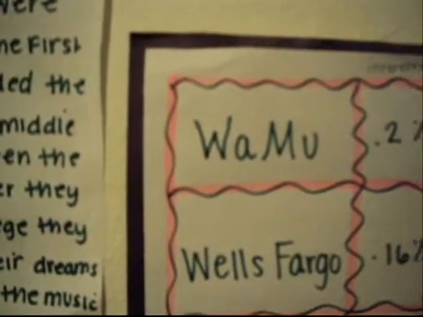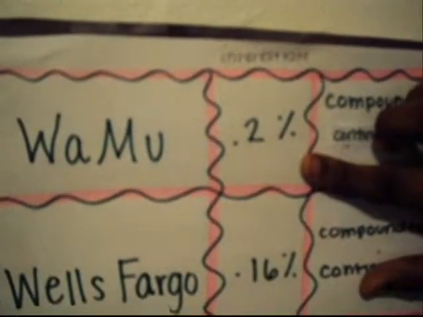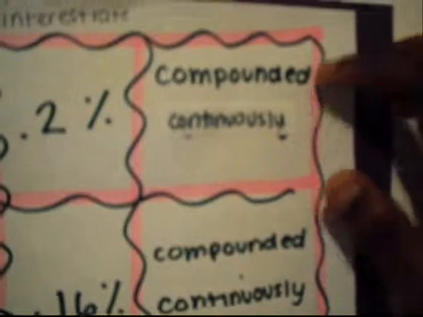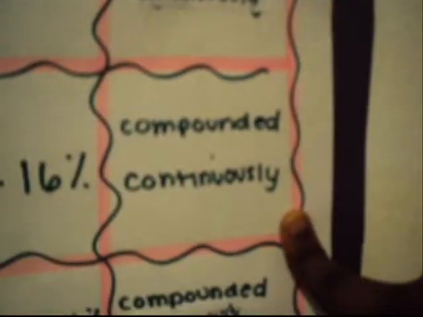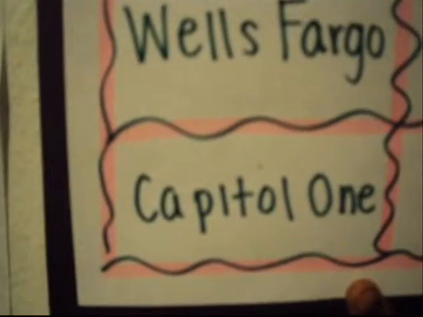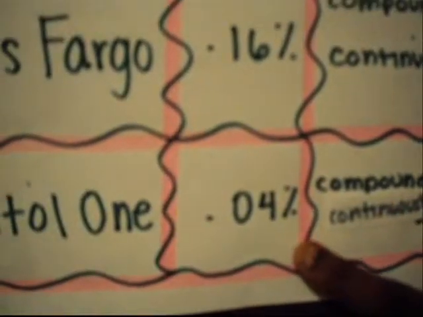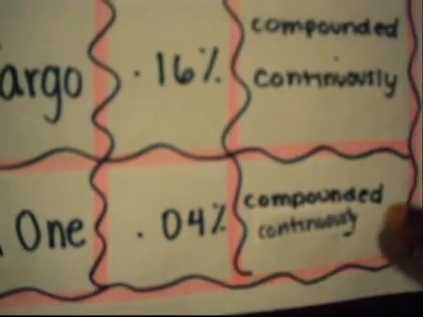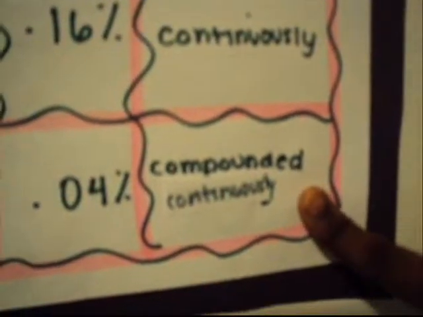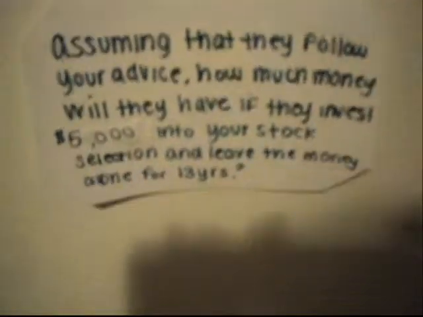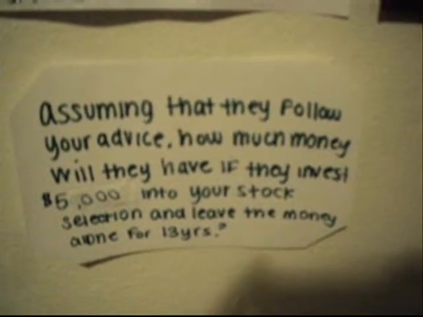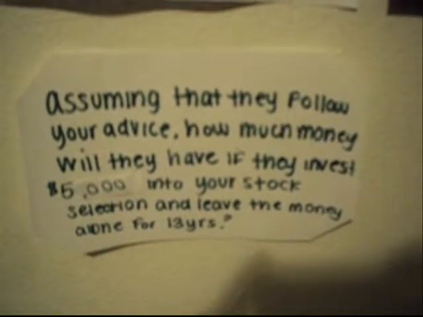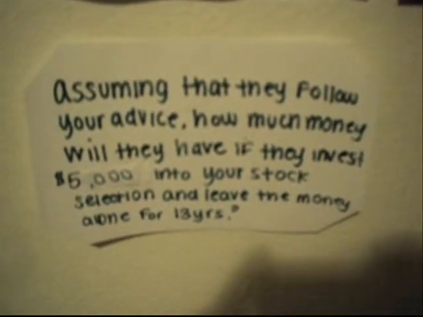WAMU, 20% interest rate, compounded continuously. Wells Fargo, 16% interest rate, compounded continuously. Capital One, 0.04% interest rate, compounded continuously. Now for the question. Assuming that they follow your advice, how much money will they have if they invest $5,000 into your stock selection and leave the money alone for 13 years?